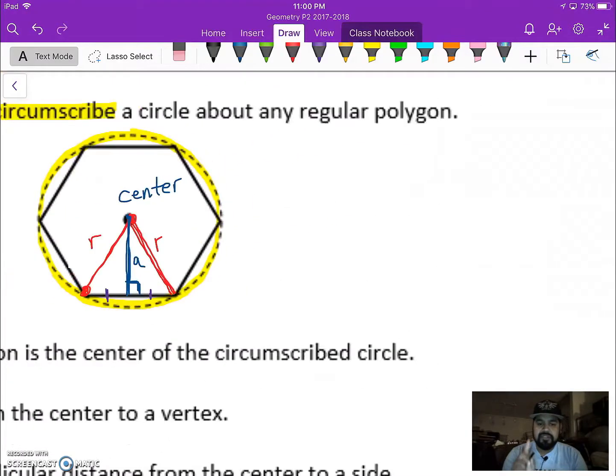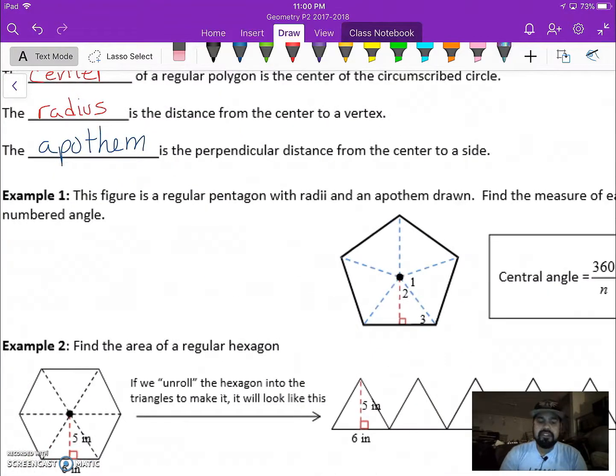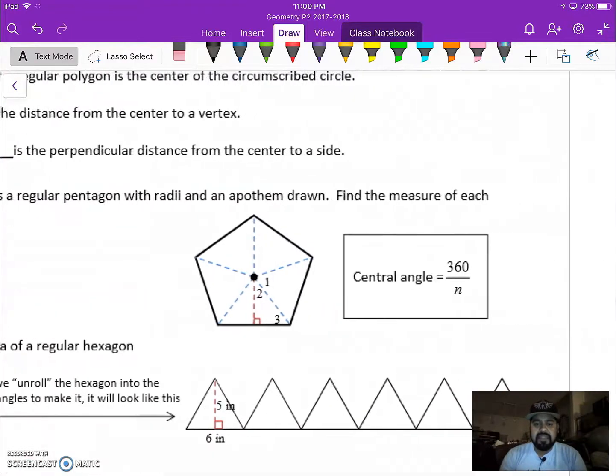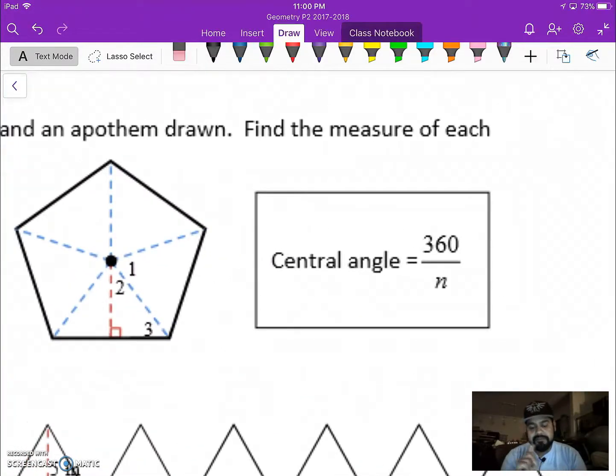Also, just another quick reminder that the triangle you've created is a right triangle. So that means you can either have a special right triangle, or you may need the Pythagorean theorem, or in the next lesson, you will need trigonometry. First off, here's our regular pentagon with the radii in the blue dotted lines and our apothem with the red dotted line. I wish for us to find the measure of each of these numbered angles. I've given you a little hint here. Go ahead and try it if you think you can. Otherwise, just hold on and we'll work it through together.